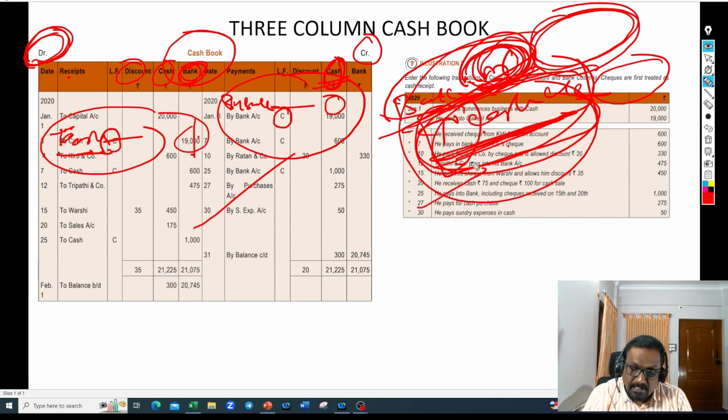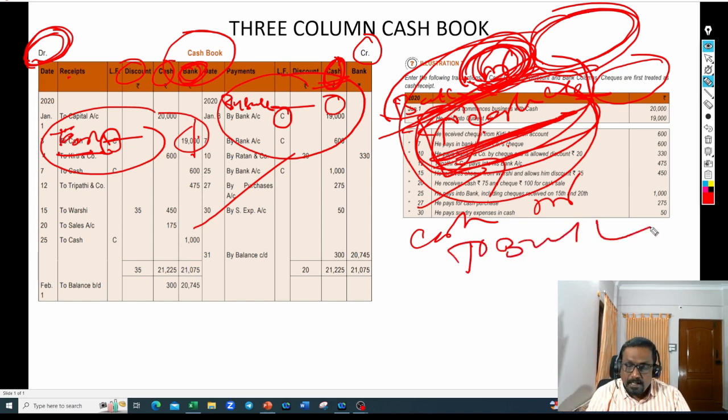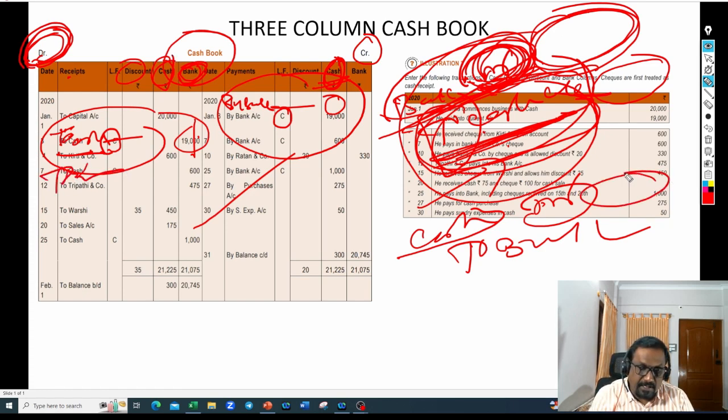So this is one scenario. The second scenario is when I withdraw cash from the bank for office purpose, not for personal. If I withdraw cash from the bank for office purpose, what will happen? Cash comes in, so cash account is debited. Who is the giver? Bank. So to bank. In this case also, cash account is debited, so I have to go to the debit side. Since cash is debited, I put this amount in the cash column, and to bank I will write the amount which is opposite to cash account.